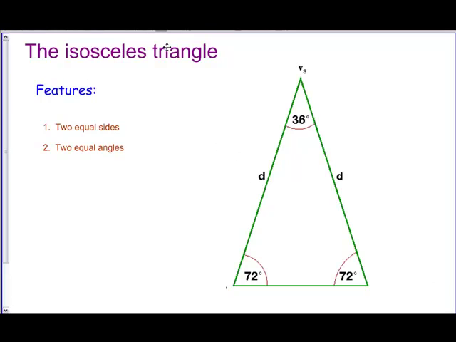Let's learn about the isosceles triangle. Basically, we have two major features of an isosceles triangle. These types of triangles have two equal sides, and they also have two equal angles.